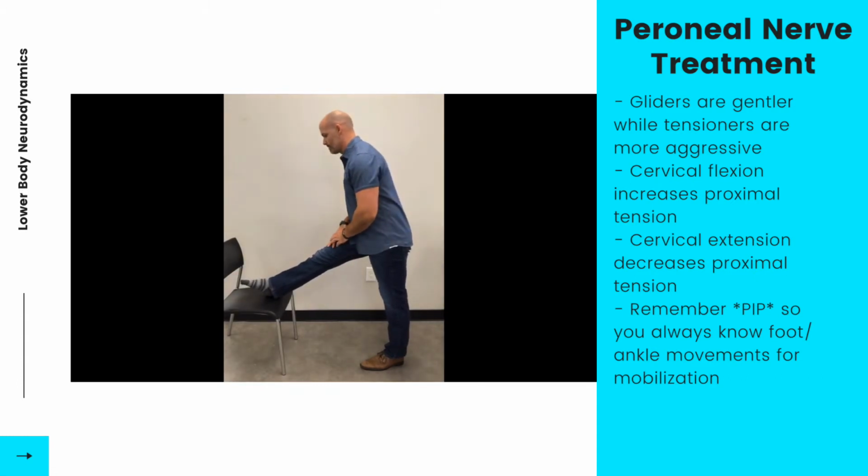Lastly, we can progress the peroneal nerve tensioning or sliding to a standing hamstring stretch. In this case, the foot is in plantar flexion and inversion. Again, we can always add cervical flexion or extension as well as lumbar flexion or extension to change the amount of tension in the nerve. In this particular case, you can also move distally at the foot and the ankle to create more or less tension along with cervical movements.